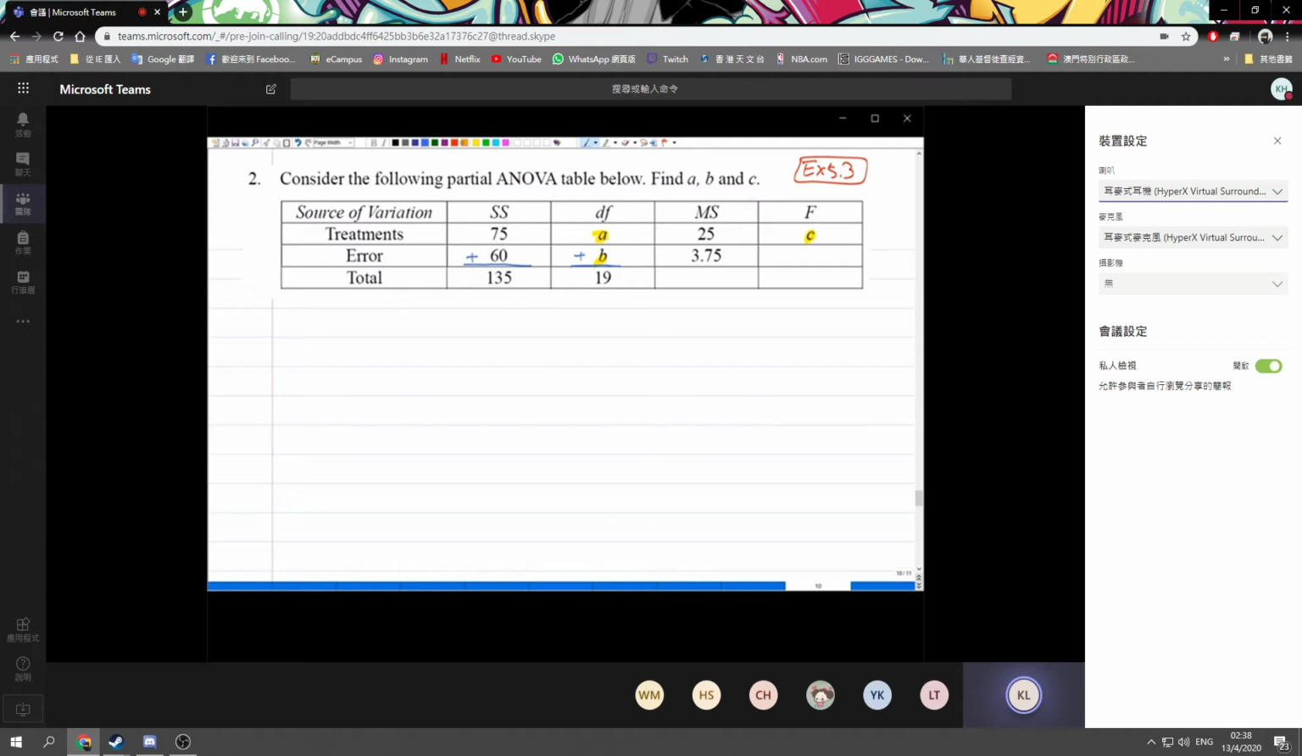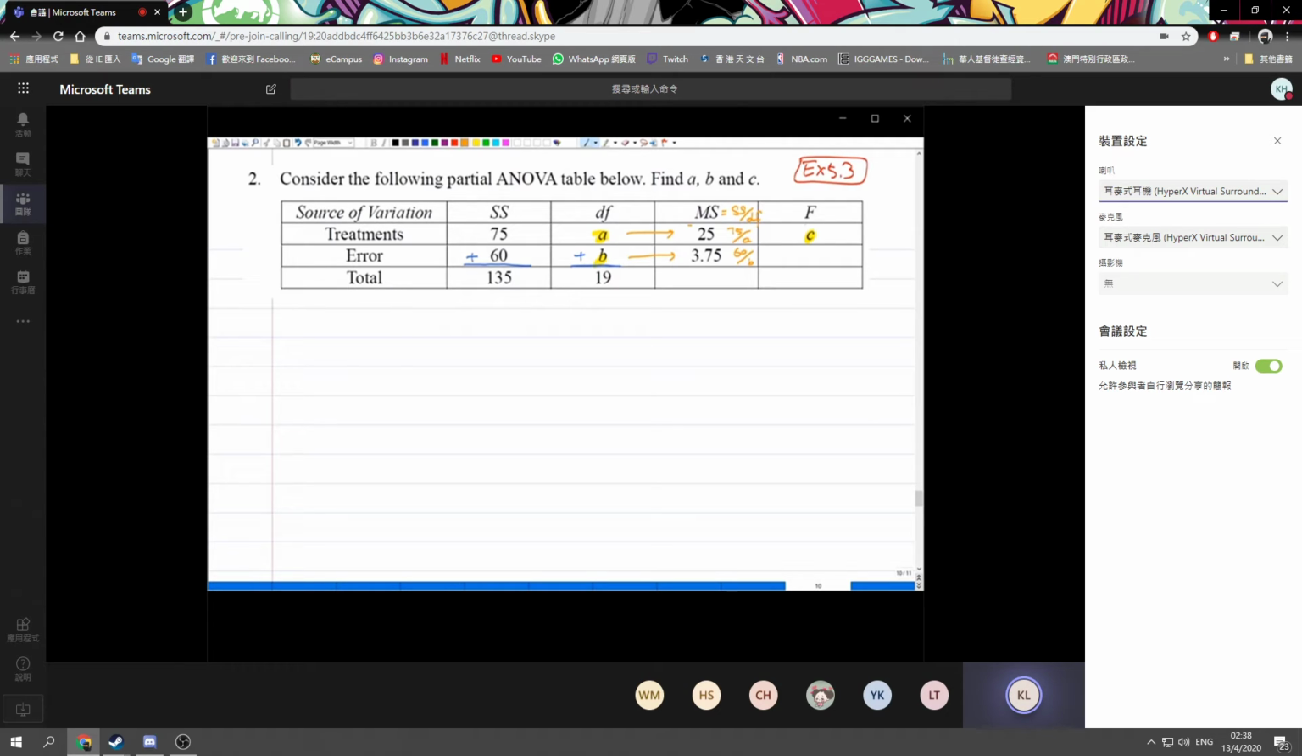And on the other hand, if you look across each row, this MS will be SS divided by DF. Okay, always. So which SS and which DF you should use depends on the row you're in. So for example, for this 25, that will be 25 over A. And for this 3.75, that is 60 over B.